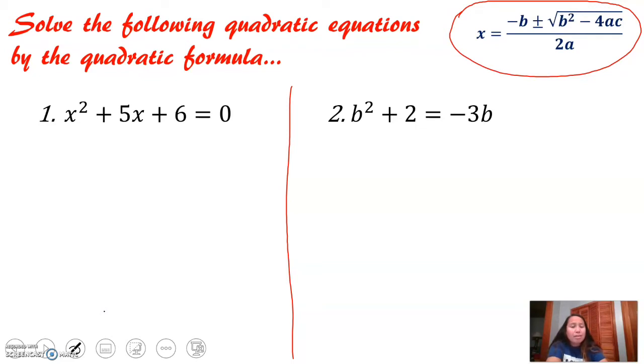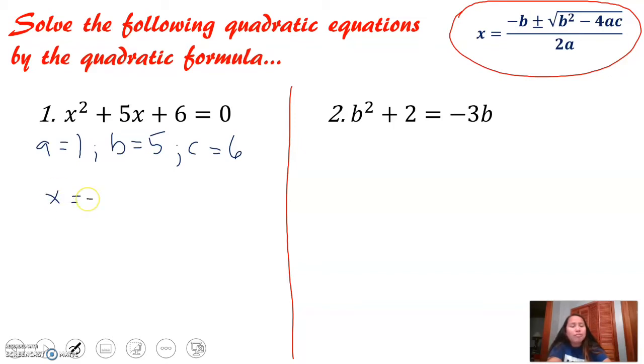The next thing that I'm going to do is identify my a. Now, x squared doesn't have any number before it. So in that case, the coefficient is automatically 1. How about our b? Our b is the coefficient beside the x term, which is 5. And then our c is 6. Now I'm ready to use my quadratic formula.